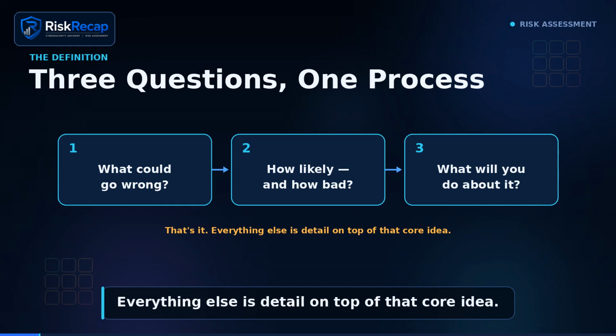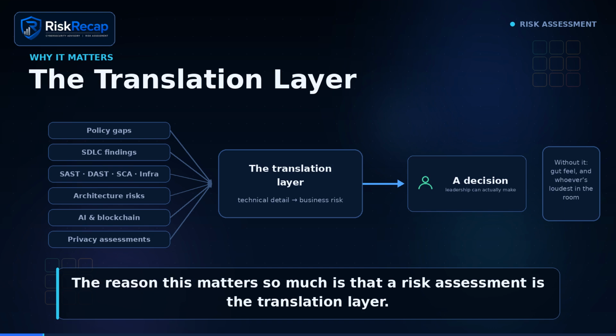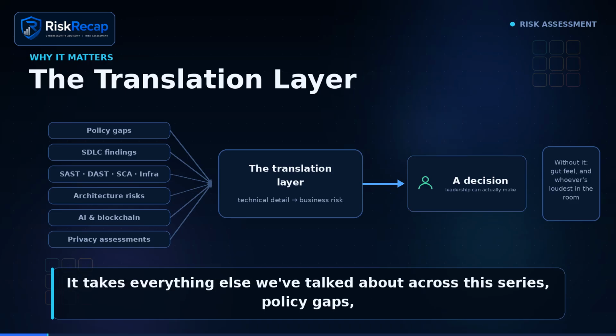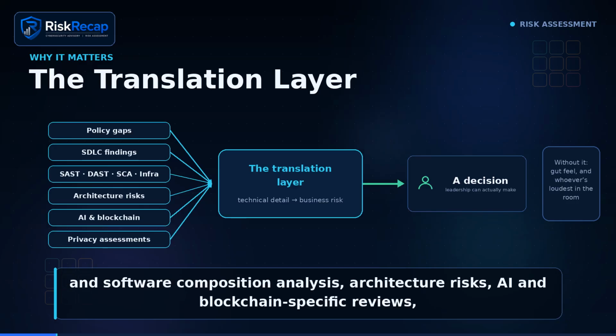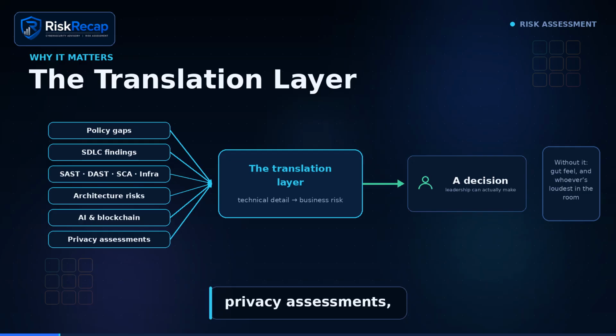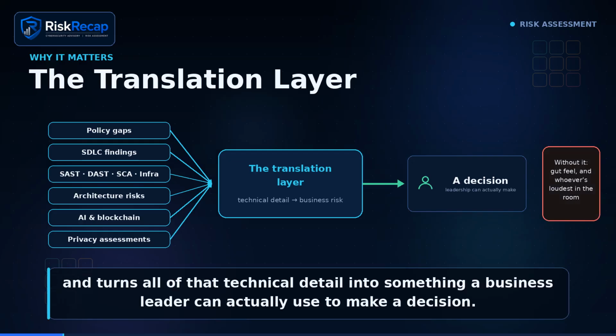The reason this matters so much is that a risk assessment is the translation layer. It takes everything else we've talked about across this series: policy gaps, secure development, life cycle findings, scan results from SAST, DAST, infrastructure and software composition analysis, architecture risks, AI and blockchain specific reviews, privacy assessments, and turns all of that technical detail into something a business leader can actually use to make a decision.